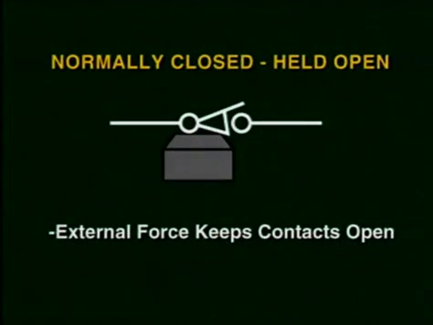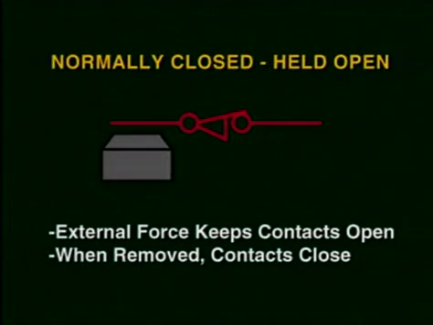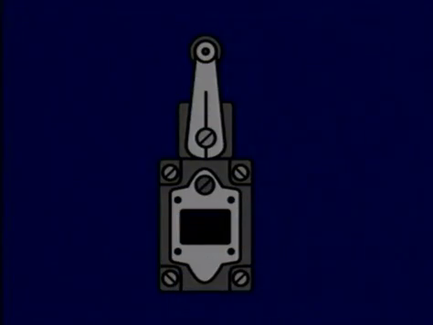Likewise, the normally closed held open limit switch operates in the same manner. The normally closed contacts are held open by the external force until it is removed, thus closing the contacts. The limit switch contacts are open or closed accordingly once the actuator has reached a set travel distance.